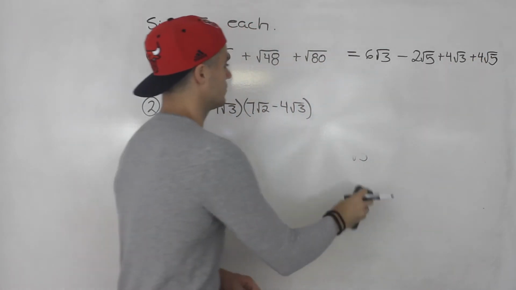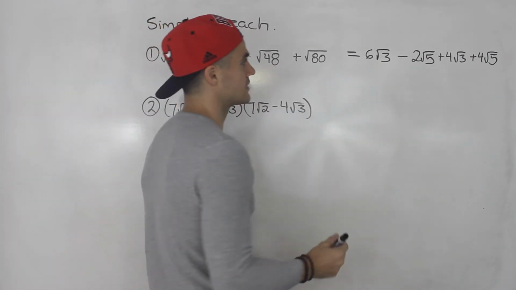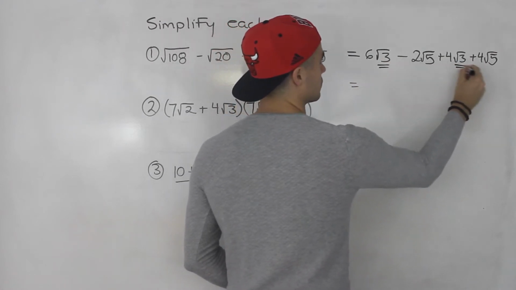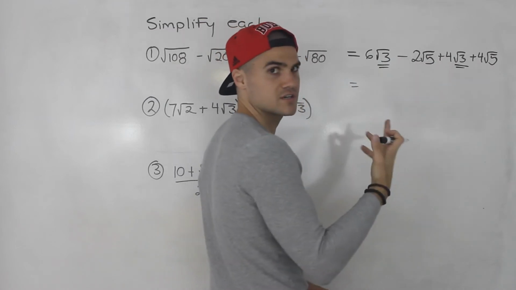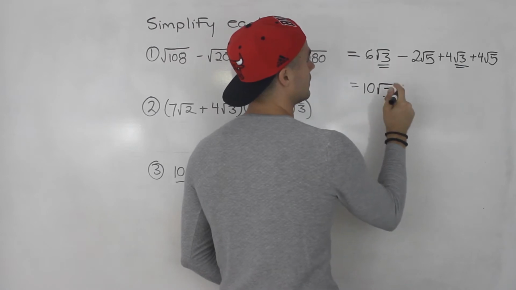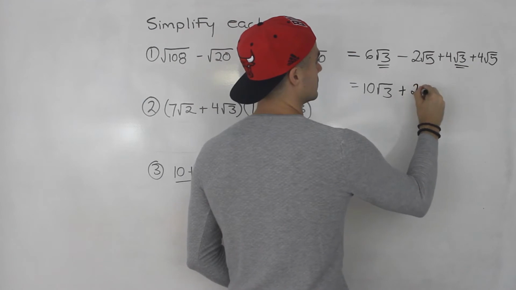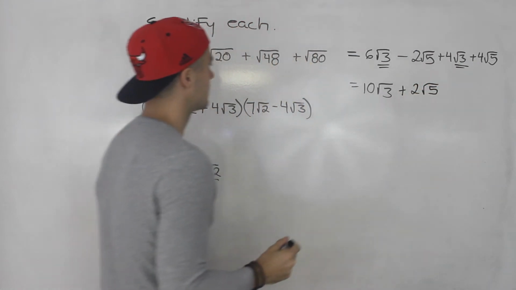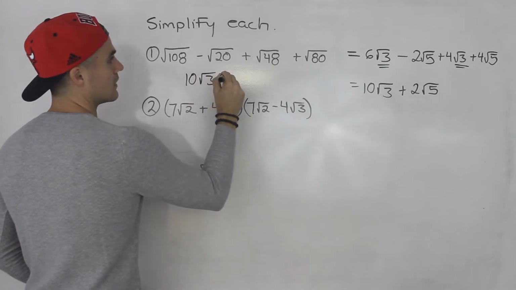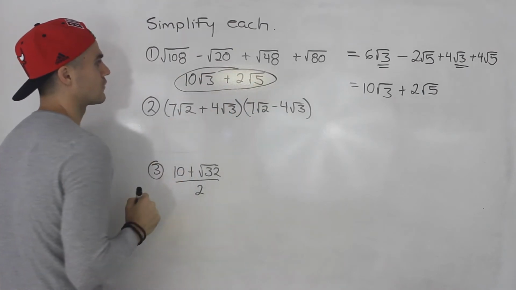So took each of the radicals and simplified them. And now you want to look for like terms. And the like terms are the radicals that are the same. So we got this root 3 and this root 3 here. So we would add the coefficients in front. So 6 plus 4, that gives us 10 root 3. And then minus 2 root 5 plus 4 root 5, minus 2 plus 4 gives us positive 2 root 5. Right, so that there is your final answer, 10 root 3 plus 2 root 5. You can't simplify that any further.